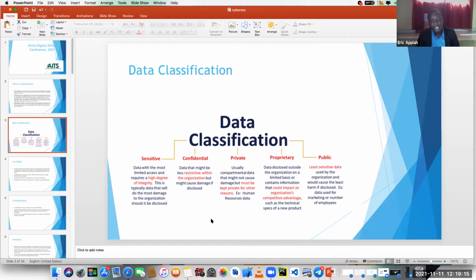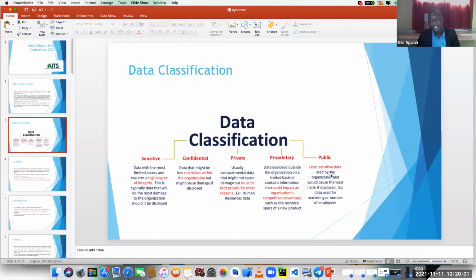Proprietary, these are data that belong to an organization, and it gives an organization a competitive edge over another organization. So they wouldn't want this data to go out there because, for example, if MTN has certain data that is giving them sales or more markets than Vodafone, they wouldn't want that particular data to fall into the hands of Vodafone, because if Vodafone gets to know about that strategy or that information, they will keep them out of the market.